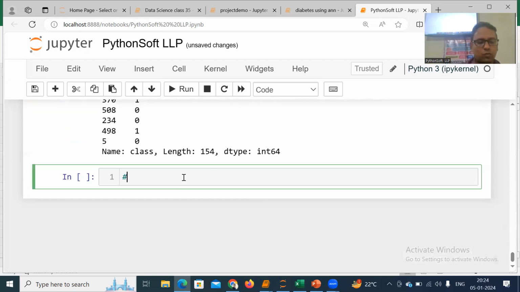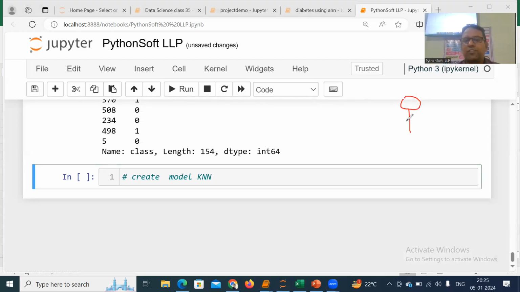Now create a model. That's KNN. KNN stands for K nearest neighbor algorithm. So how does this algorithm work? Shortly I'll tell you. This algorithm works on distance, Euclidean distance or Manhattan distance. Suppose, for example, in your college there are several students standing here. Lots of students are there. I want to predict the branch of this student. What is the branch of this student? There are several students studying.